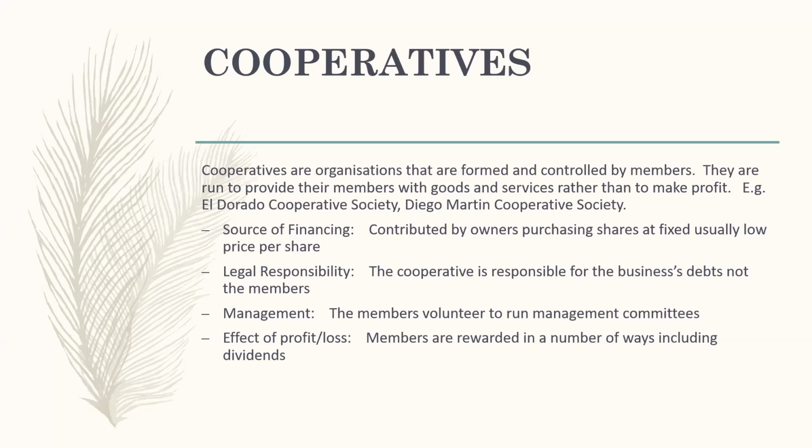Legal responsibility. The cooperative is responsible for the business debts, not the members. So let's just say the El Dorado Cooperative falls into some financial difficulties. The members are not liable to pay the debts of that cooperative society.